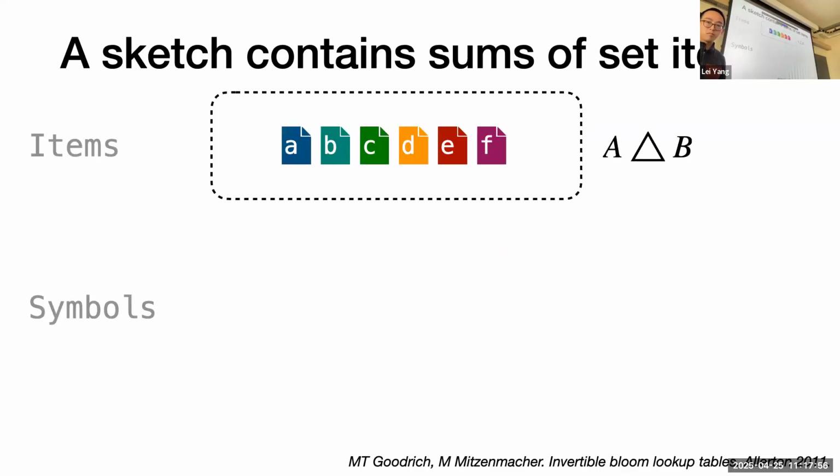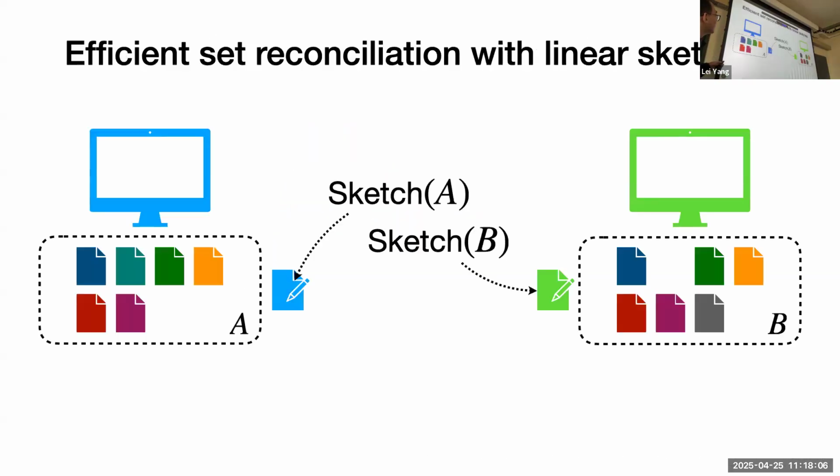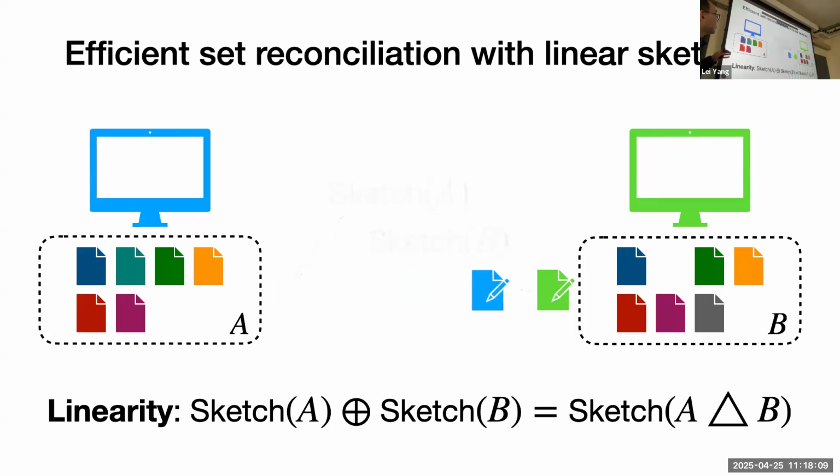Wait, but you have 7 symbols and 6 items, so it's larger than just sending hashes of the items, no? Correct, but it's important to remember that here we're only talking about the sketch after this linear combination. So it's correct that the sketch should have more symbols than the size of the symmetric difference, but it's not related to the size of original sets anymore. So this is the part that makes this algorithm independent of the size of original sets, but only dependent on the size of the symmetric difference.